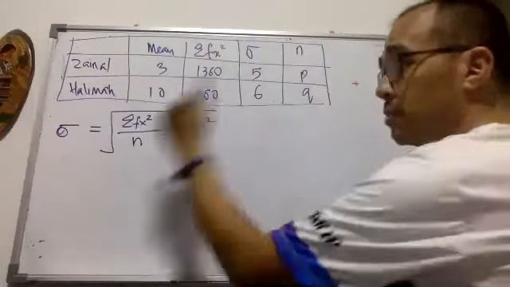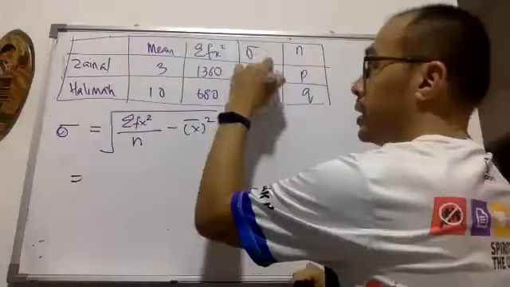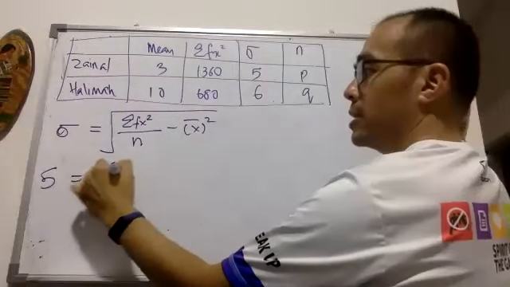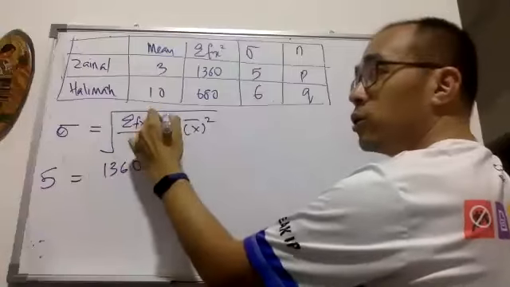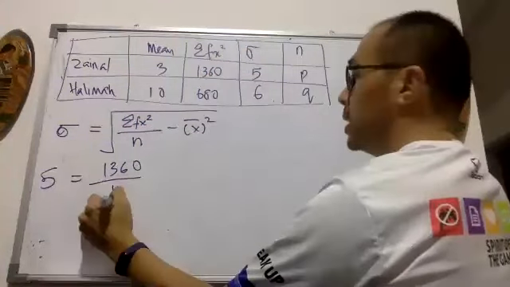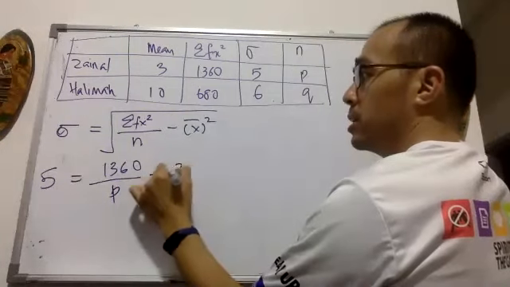So let's just put all the values in here. The standard deviation is 5. This one is 1360. No need to square because it's already included. Over P, minus 3 squared.